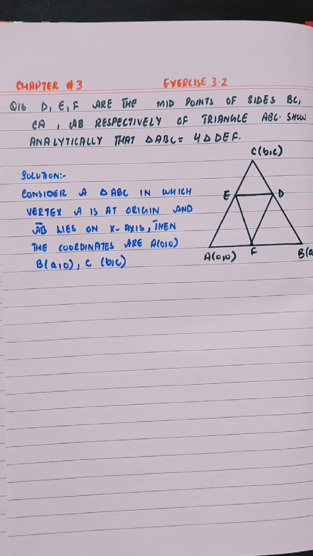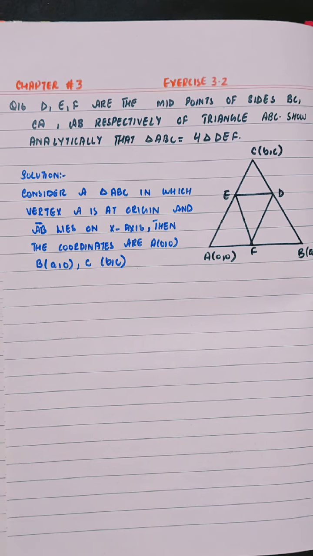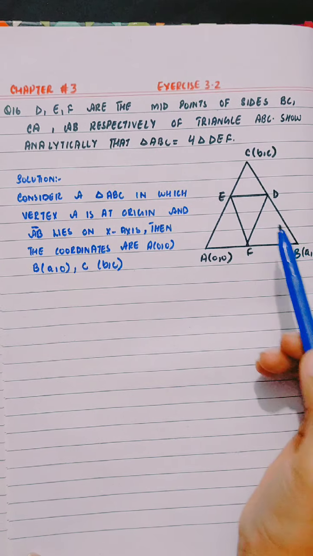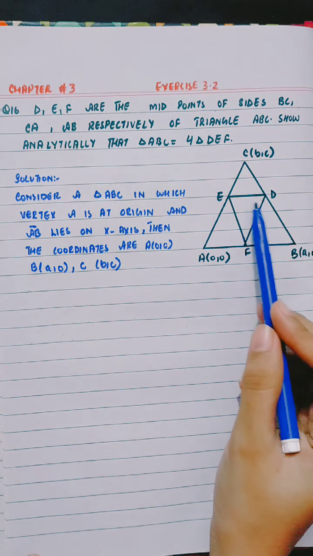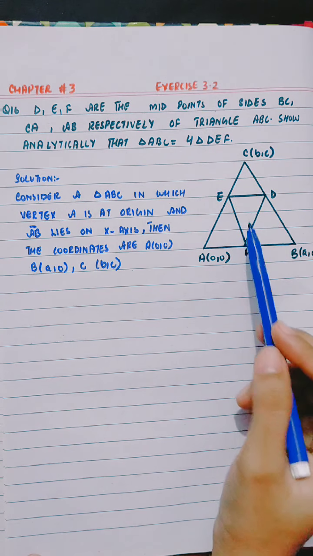Consider a triangle ABC in which vertex A is at the origin and AB lies on the x-axis. Then the coordinates are A (0, 0), B (a, 0) and C (b, c). And since it is given in the question that D, E, F are the midpoints, we get another triangle from these midpoints, that is DEF.